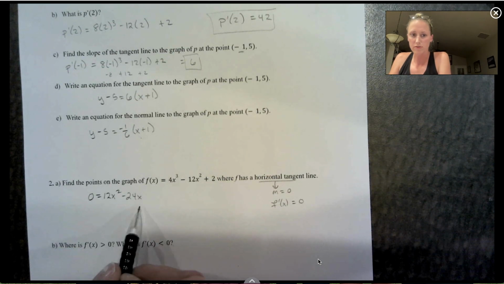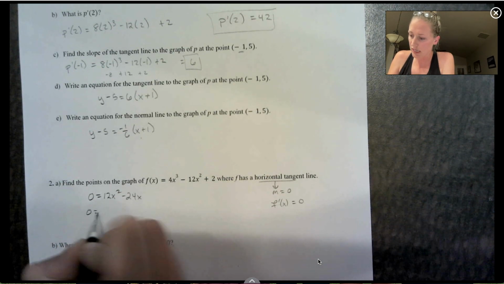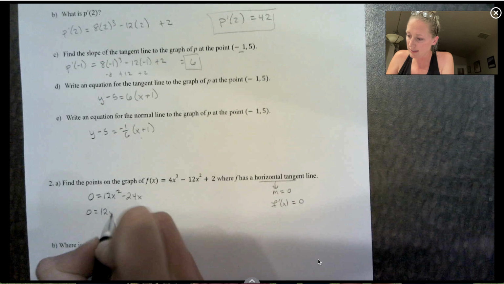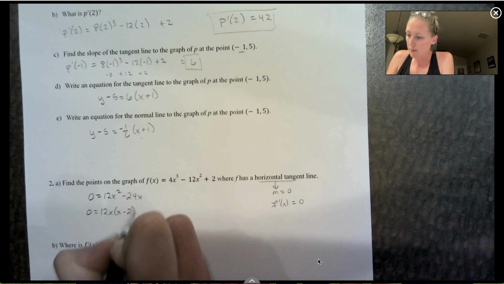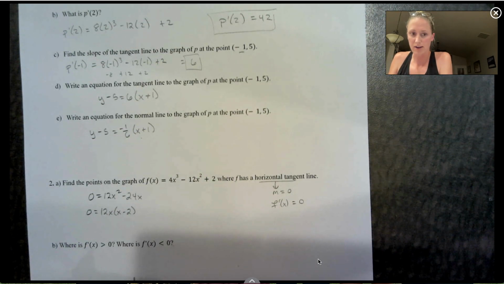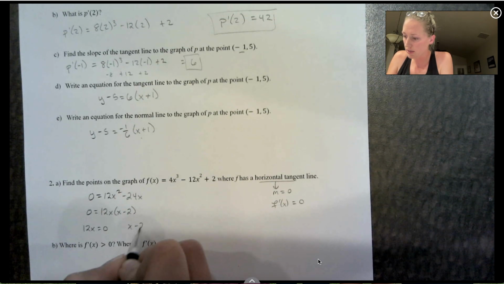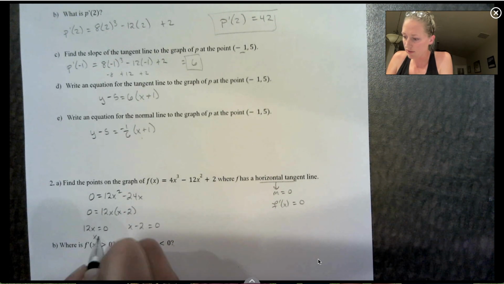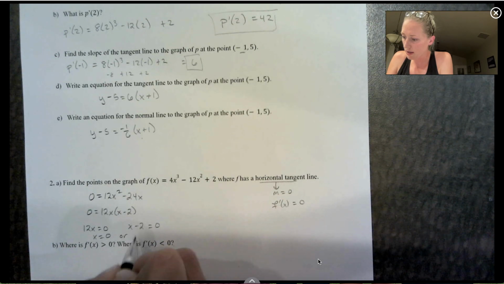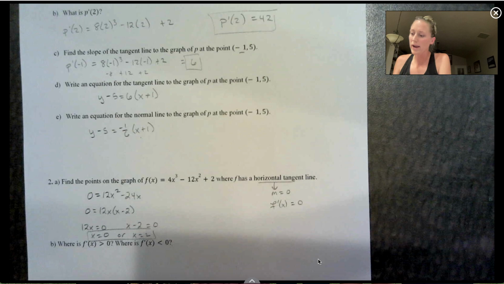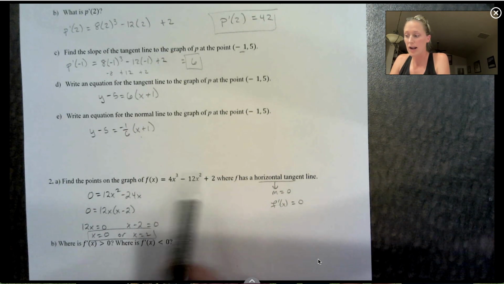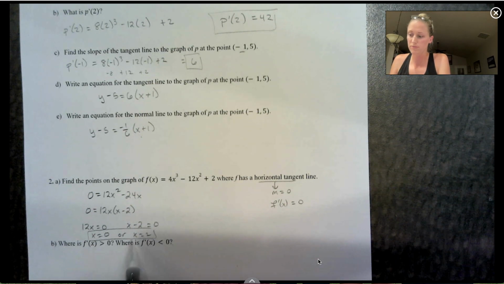So if I wanted to solve this, I'm going to factor if I can. I'm going to factor out my 12x. And then remember, once it's factored, I can set each factor equal to 0 using our zero product property. So I'm going to get x equals 0 or x equals 2. So that is where our graph has horizontal tangent lines.